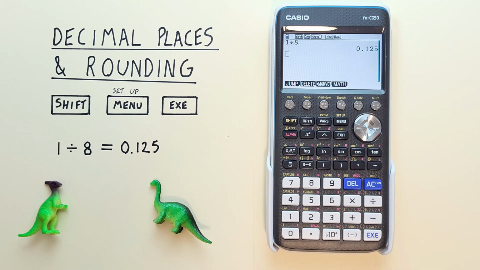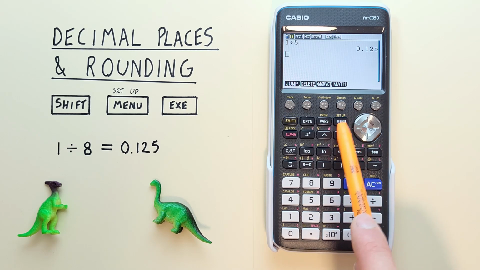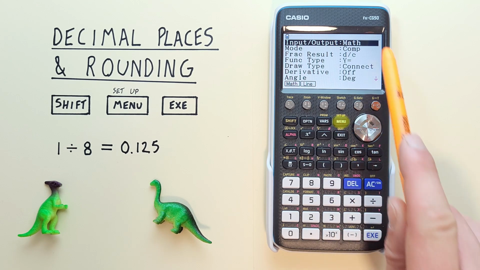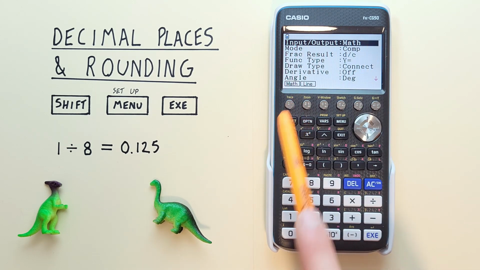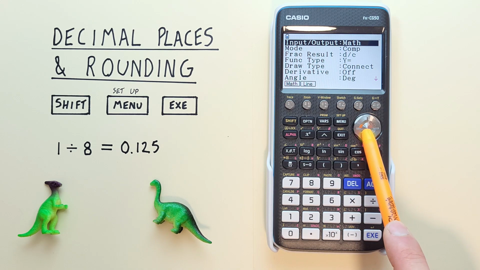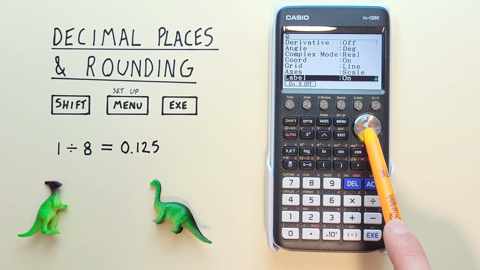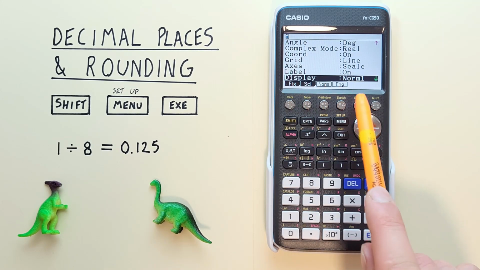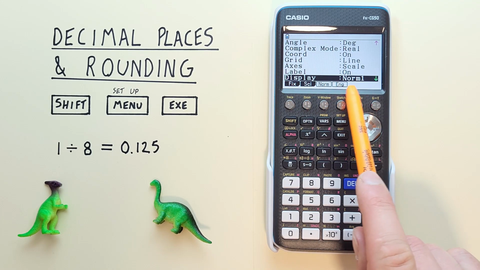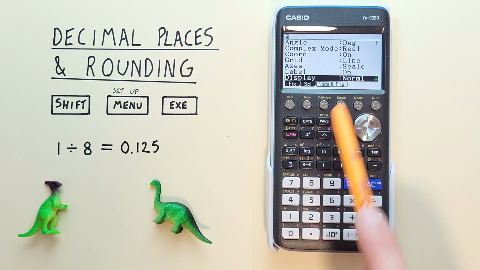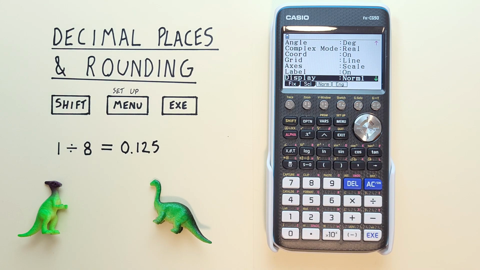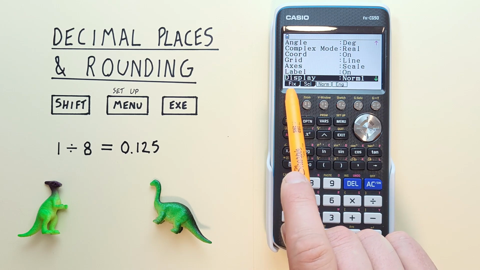To do this, we press the Shift key and then the menu key with the Shift function of setup. That brings us to this menu here. Then we can scroll down until we see display. Typically, it's set to display norm 1. If we want to set or fix our decimal places, we choose F1 fix here.